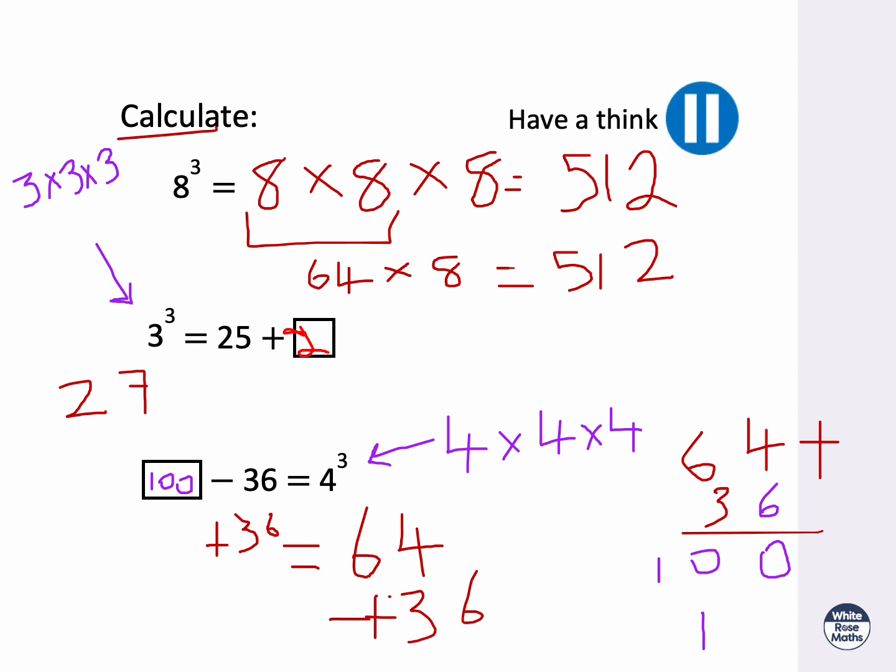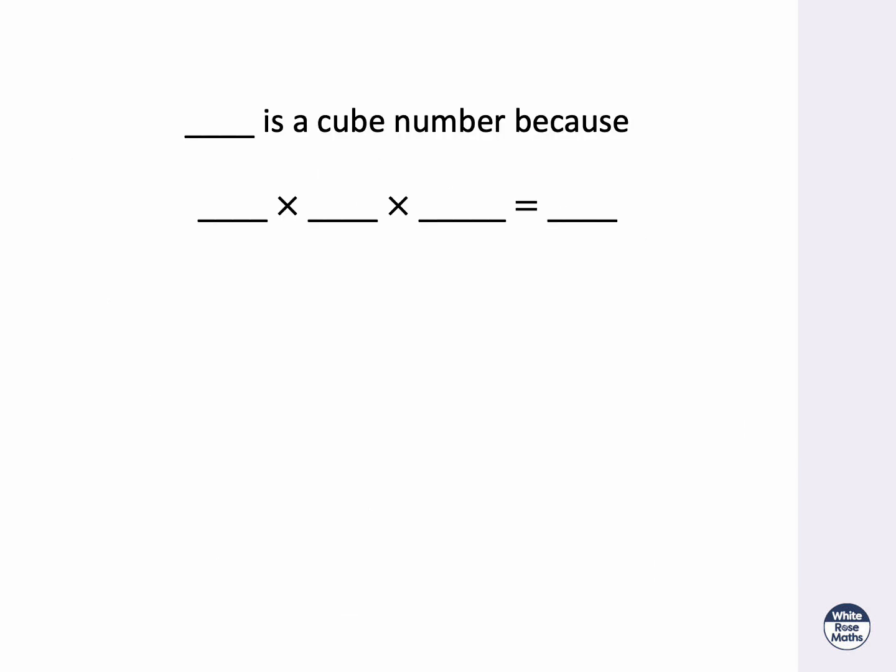So again, it says pause, have a think. So we've done this answer. So 8 times 8 times 8, so 64 times 8 is 512. 2 goes in there, and then 100 goes there, guys. Right, the next part.